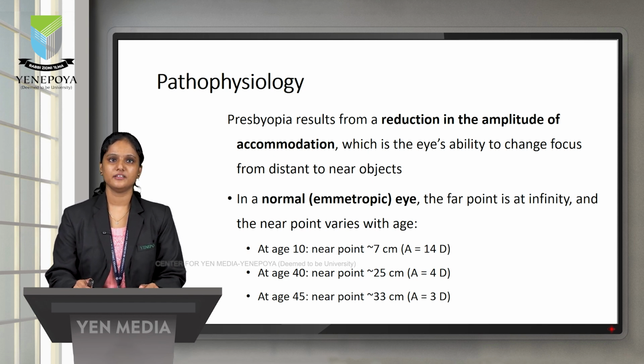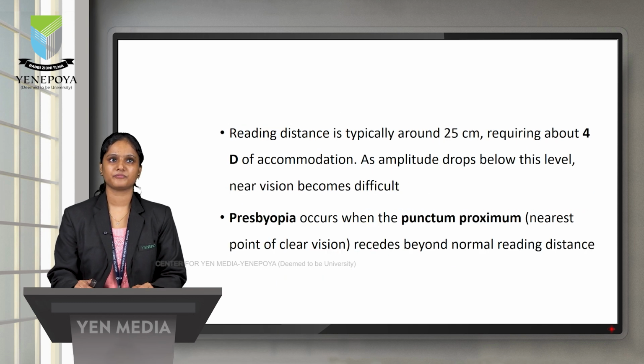At the age of 10, we have a near point which is approximately at 7 cm with an amplitude of accommodation of 14 diopters, and at the age of 40 the near point will be at 25 cm with an amplitude of accommodation of 4 diopters. As the age increases, the near point recedes and the amplitude of accommodation decreases.